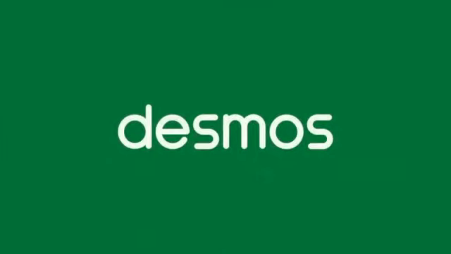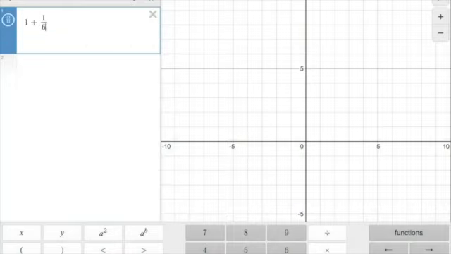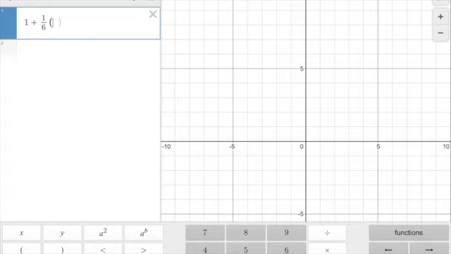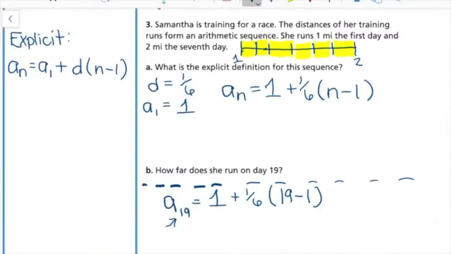If you're using Desmos, it will be your calculator as well, or you can download the scientific, whichever. And so it equals 4. So on the 19th day, she will run 4 miles.